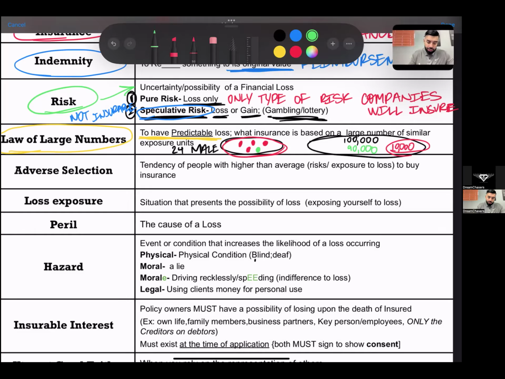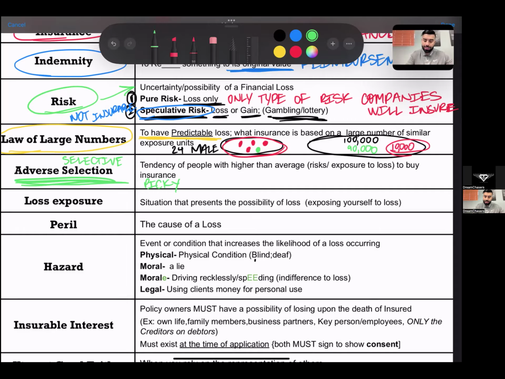Next term is adverse selection. So adverse selection, if you see the word selection there, just replace it or think of the word selective. So when you're selective, another word for that would be you're picky. Okay, you want to pick and choose. So insurance companies have this term called adverse selection, where they want to be picky with who they're going to insure.